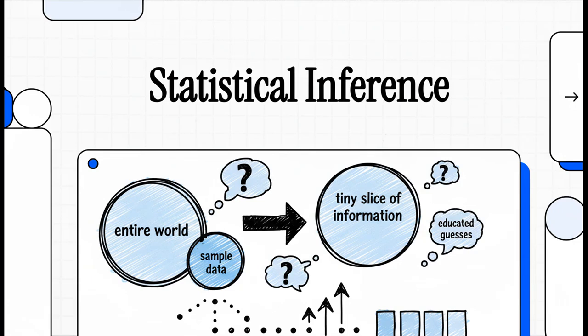We are absolutely swimming in a sea of data. But in that endless ocean, how do we find what's actually true? Well, that's the whole challenge of statistical inference. It's the science of making smart, educated guesses about the world using just a tiny little slice of information.